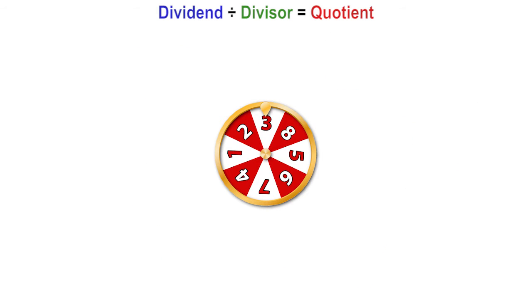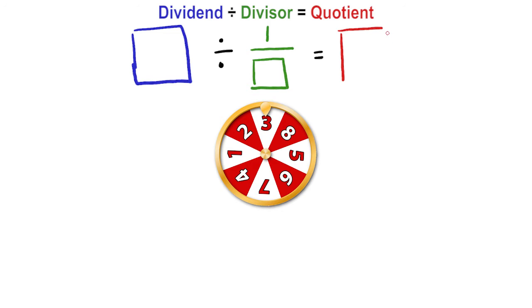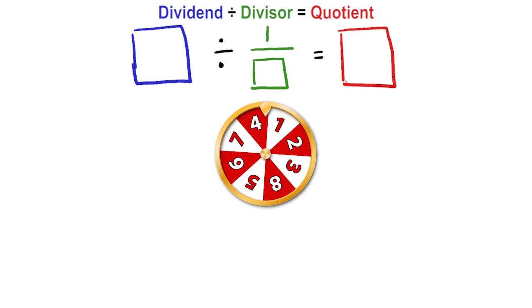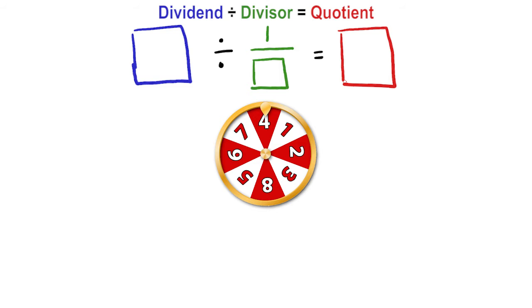Let's try another equation. This time, let's have the dividend be a whole number and the divisor be a unit fraction. The first number generated will represent the whole number, and the second number generated will represent the denominator for the divisor. Let's spin. The first number generated is a 4. Let's fill in a 4 for the dividend.